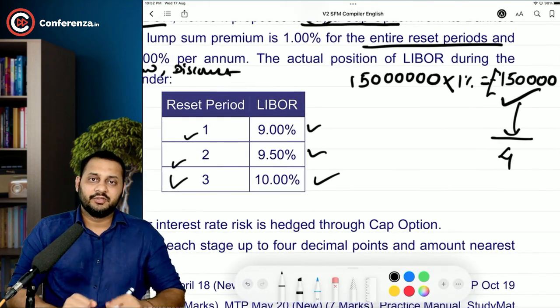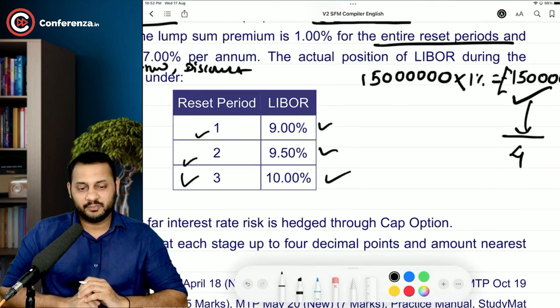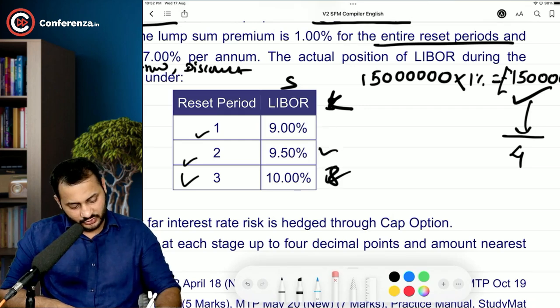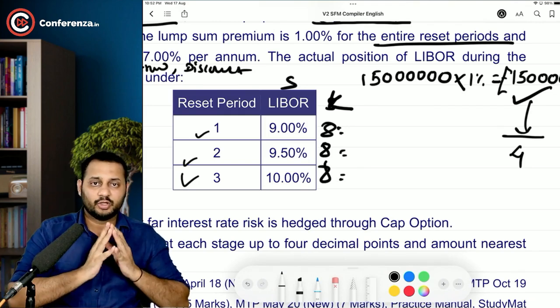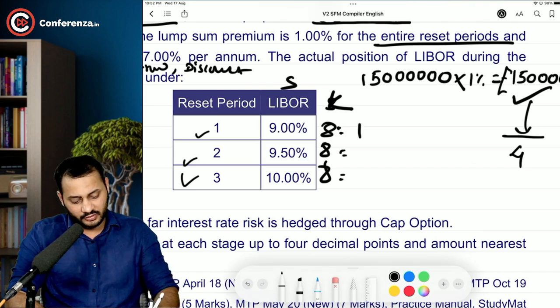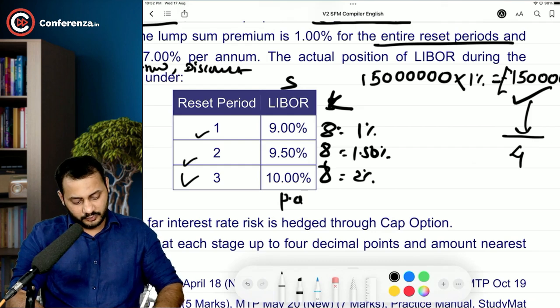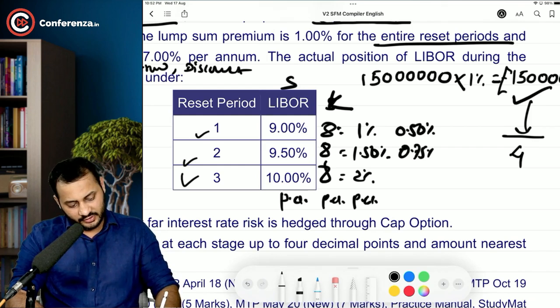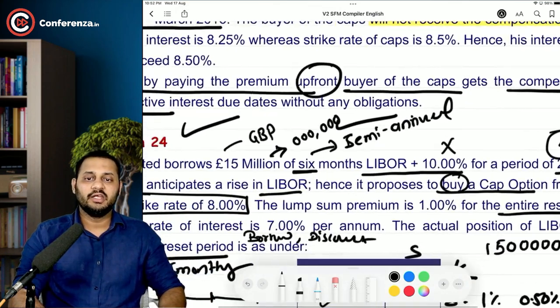The good part is that your strike rate was 8%, right? And in all the reset periods, the LIBOR is going beyond 8%. So this is the spot rate, this is the strike rate, 8. Let me do some calculations here quickly. The option will be exercised in all the 3 cases, and there will be a payoff of 1%, 1.5% and 2%. But please understand, all the reset periods are half yearly and all the rates are per annum. So for half a year it will be 0.5%, 0.75% and 1%, half of these payoffs, and these percentages will be applicable on 15 million.